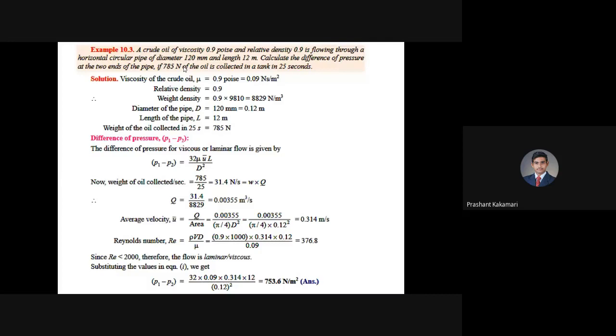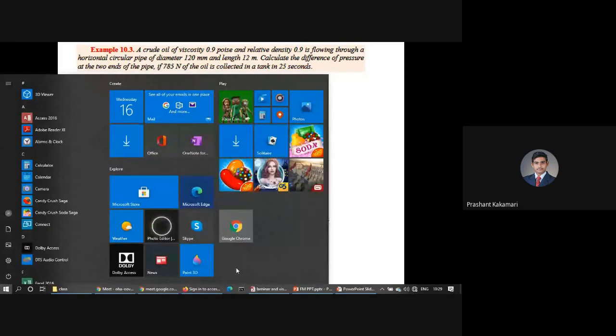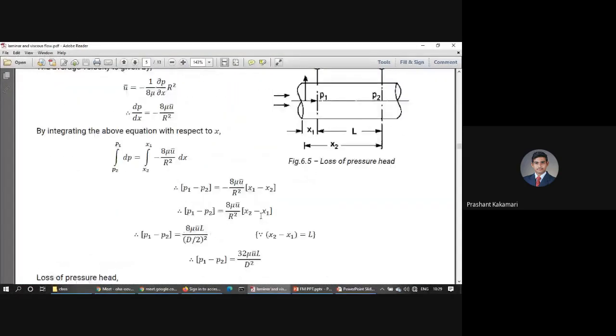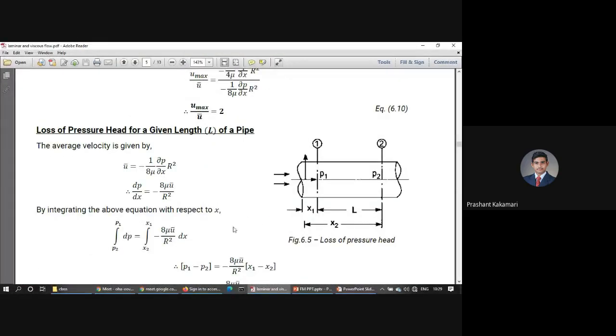Okay, or average velocity, if you recall the derivation, one may ask, sir, what about the derivation? Until now you told about derivation where we found out the average velocity or maximum velocity equations. Why are we not using these things? Can anyone tell me why we are not using this equation? U bar equal to minus 1 by 8 mu, mu is given, dou p by dou x into r square. If I use this equation, easily I can find out U bar and I can find out discharge also.